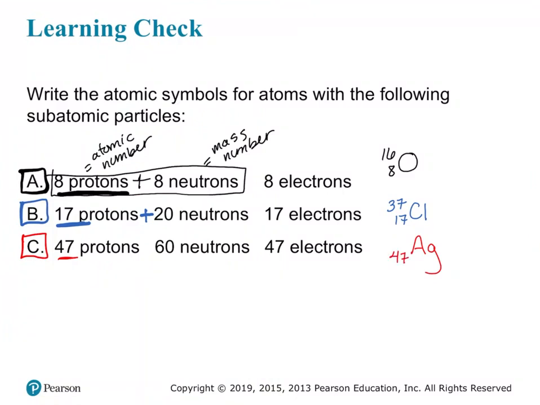Okay, so we have an isotope of silver, and every atom of silver has 47 protons, but we need to figure out the mass number for this particular isotope. So 47 plus 60, let's see, that is 107. Okay, so not too bad, hopefully. Hopefully this is good practice.